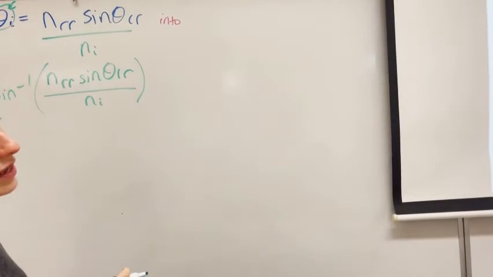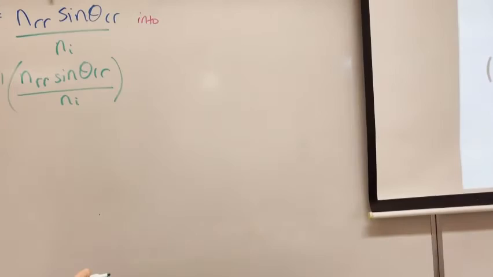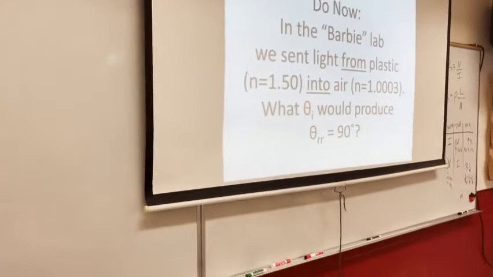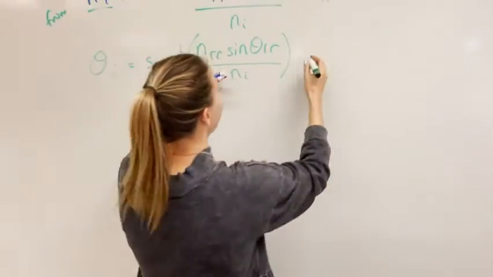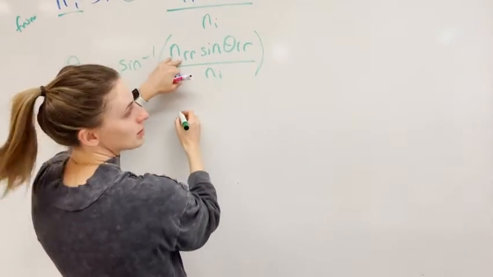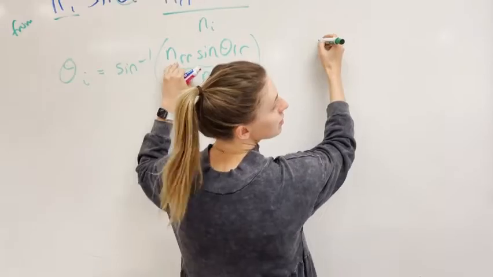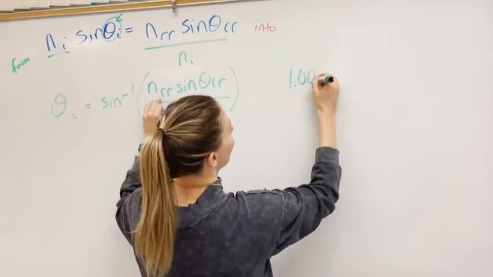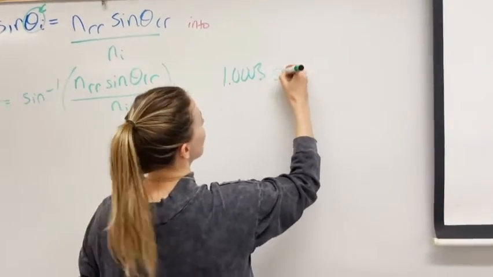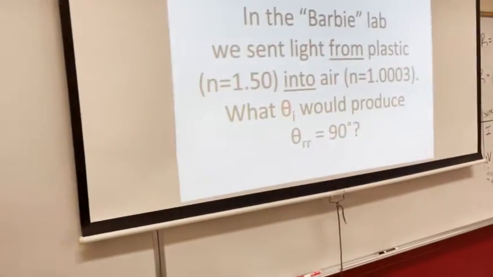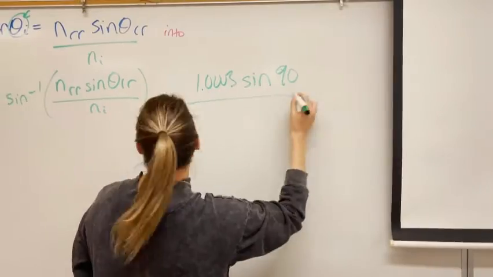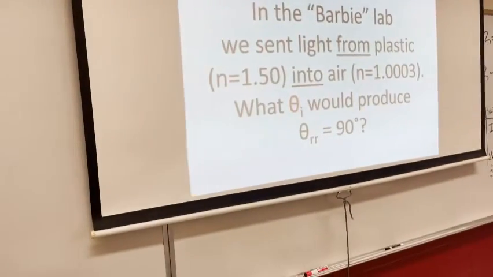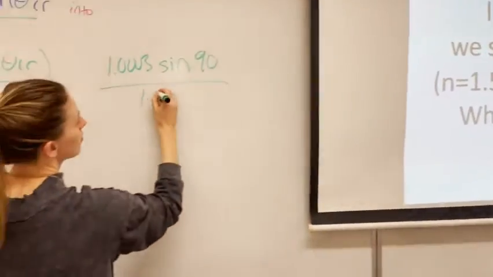Oh wait, we sent light from plastic into air? From plastic into air? Yes, so the refracting material is air. Look at us refracting. Let me put it over here so I have a little more space. So this is the into, right? And that's 1.3, and the sine of this 90 is 90 degrees. Then what is our incidence here? That's the plastic. That's the from.